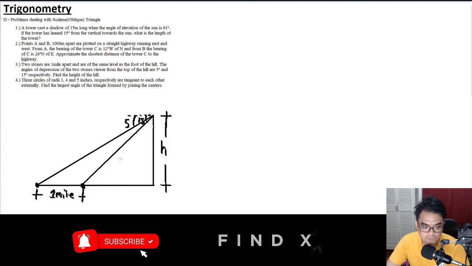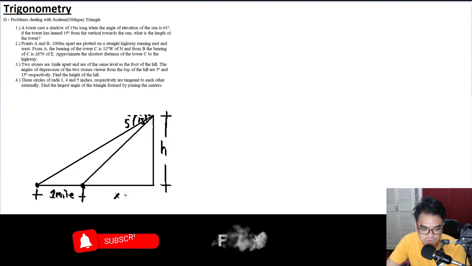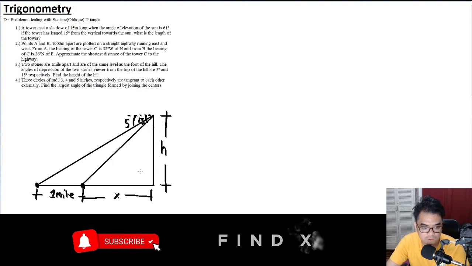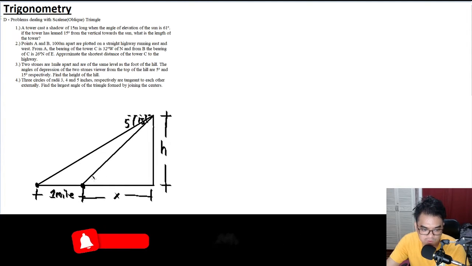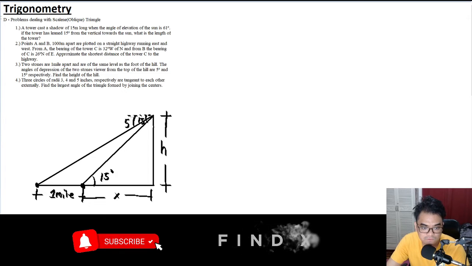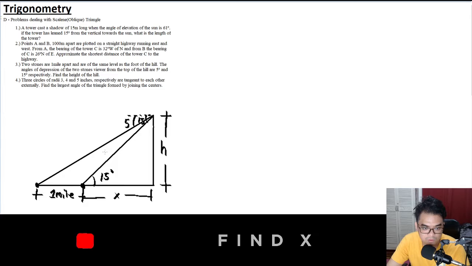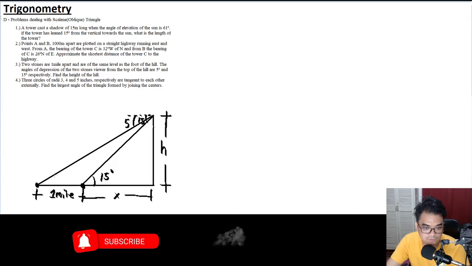Yeah, okay. So that's what we do. Let's make another variable here, which is x. Let's introduce another variable. If this is 15, we can also say that this is 15, right? And then if this is 5, that is 5. Therefore, we can also say that this is 5 degrees.